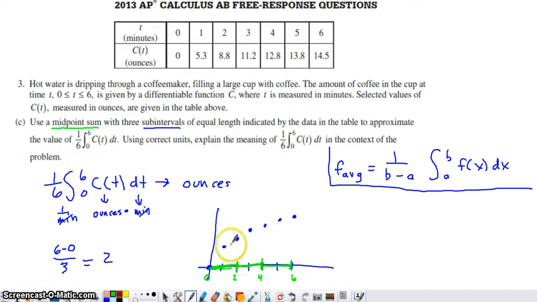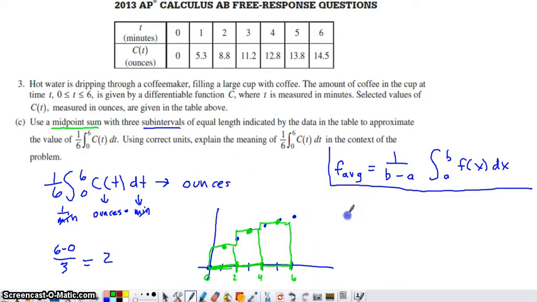A midpoint sum is a sum where we add together areas of rectangles. The midpoint of this subinterval is at 1, and the height of the rectangle at 1 would be 5.3, and that is a horrible attempt at drawing that rectangle. Sorry about that. My next rectangle would have a height given by the function value at 3. The next rectangle would look something like this, and then the last rectangle is going to have its height given by the function value at 5. It's tricky for me to make this look perfect, so I'm sorry that it looks a little sloppy. But really we want to add together the areas of these 3 rectangles.